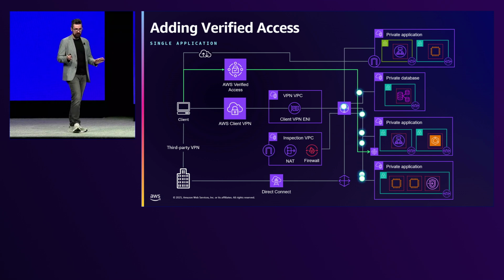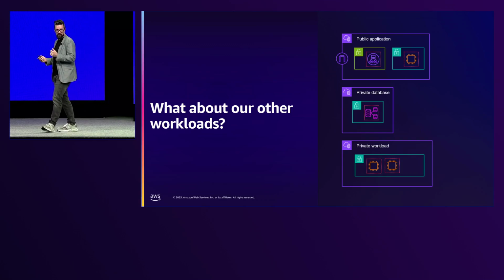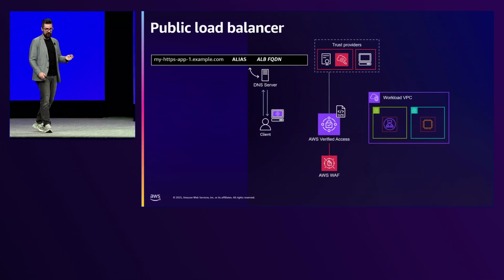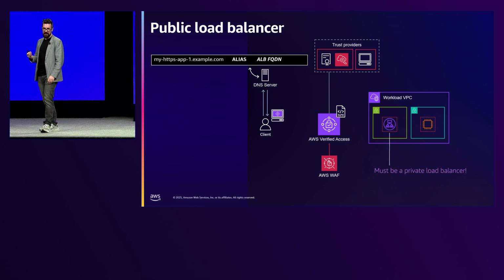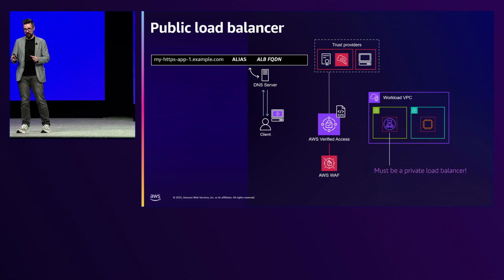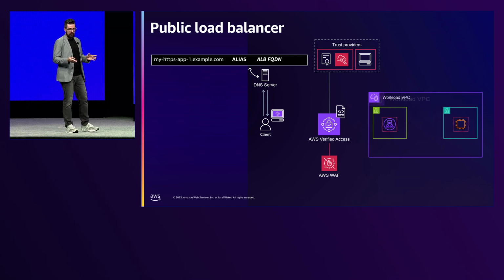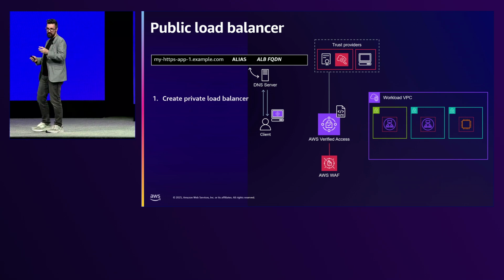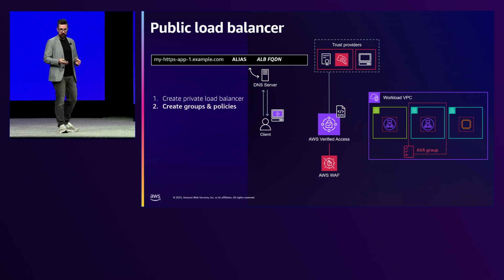Now I could stop here, but what about my other workloads? Let's take a look at those as well. So first we have a public-facing load balancer that's reachable today through the internet. Well, the first thing we're going to run into is that for verified access to work with this, we need to have this be a private load balancer. So from there, we'll need to create a private load balancer and add that into our architecture. Now, as before, we'll go ahead and create our groups and policies.